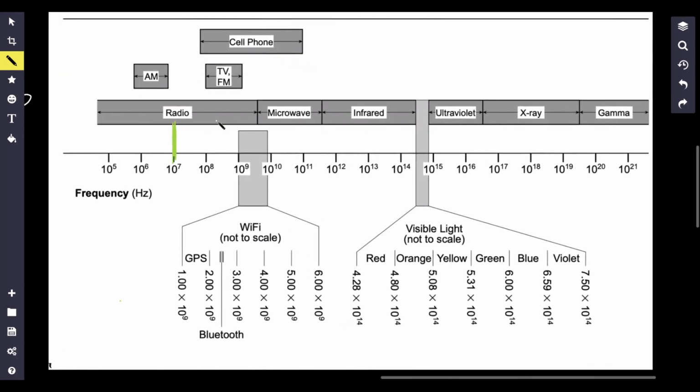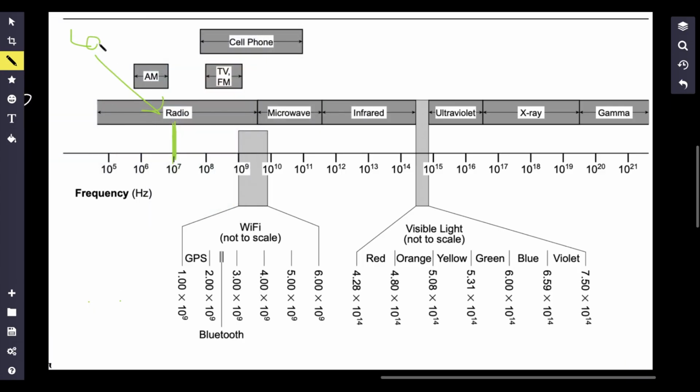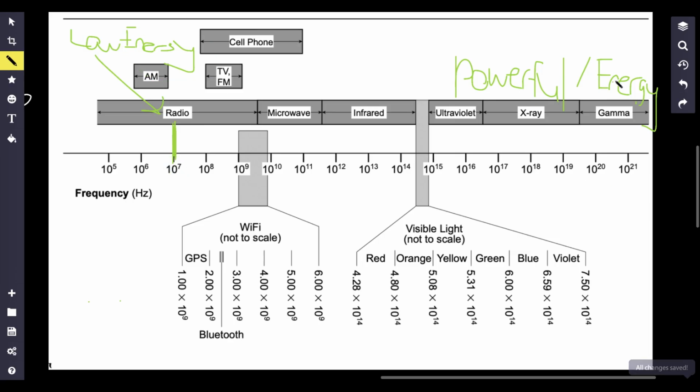Back to the electromagnetic spectrum. Radio waves, who even uses a radio these days? These are so low energy. But if we compare them to X-rays, gamma rays, and ultraviolet waves, you usually associate these waves with being very powerful, with a lot of energy. So you can see that on a scale: if you have a very low frequency, you'll have a low energy, but if you have a very high frequency, you'll have a high energy.